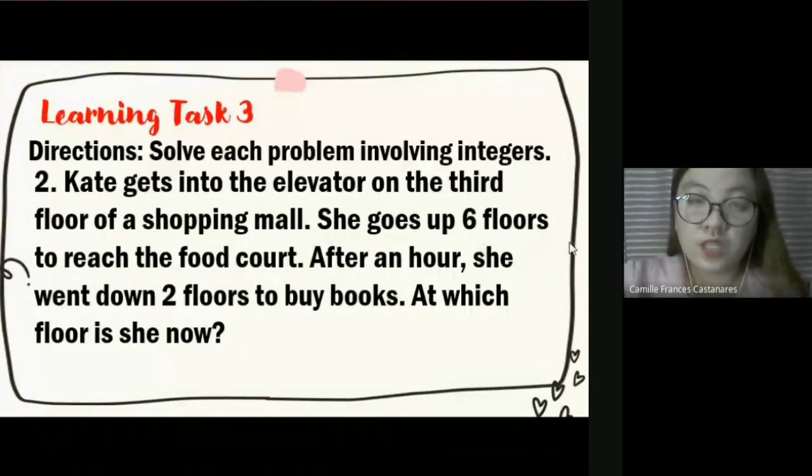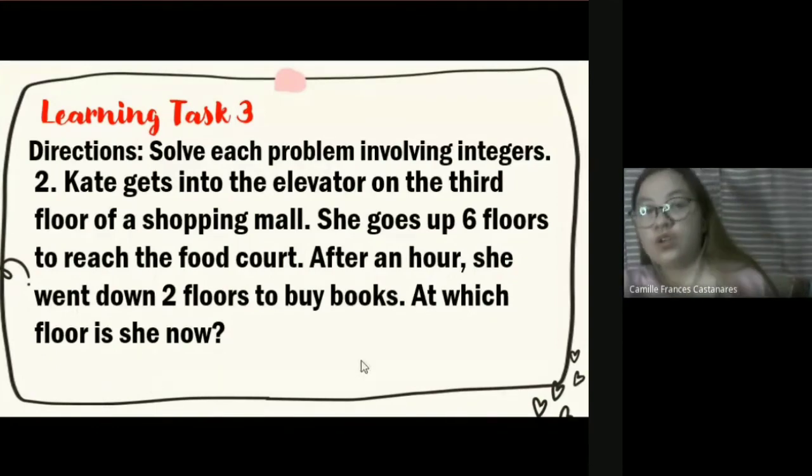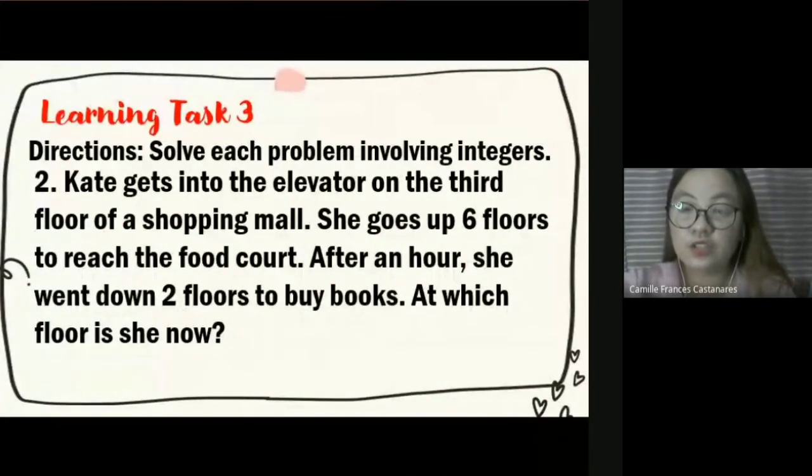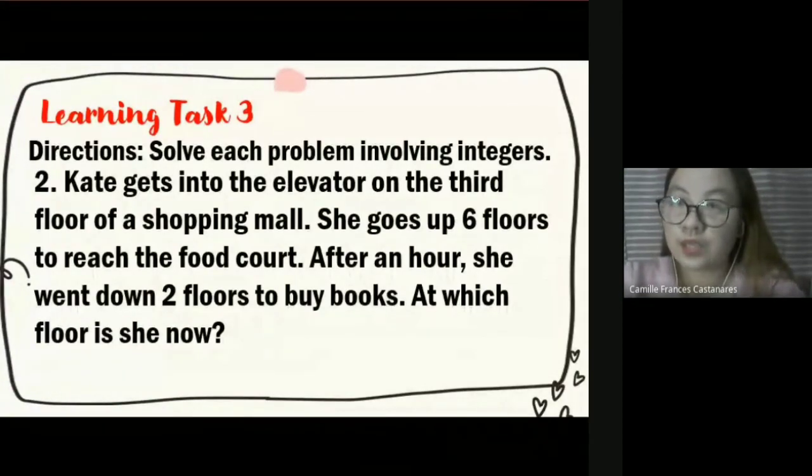Next, number 2, Kate gets into the elevator on the 3rd floor of a shopping mall. She goes up 6 floors to reach the food court. After an hour, she went down 2 floors to buy books. At which floor is she now? So, copy and answer to, yung learning task number 3 natin. So, titignan nyo lang doon sa ating Google Classroom. So, may tanong pa ba kayo? Naintindihan ba yung lesson natin? Opo. O, sige.